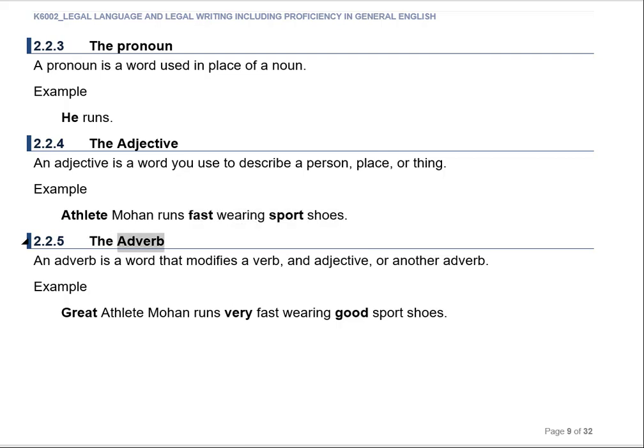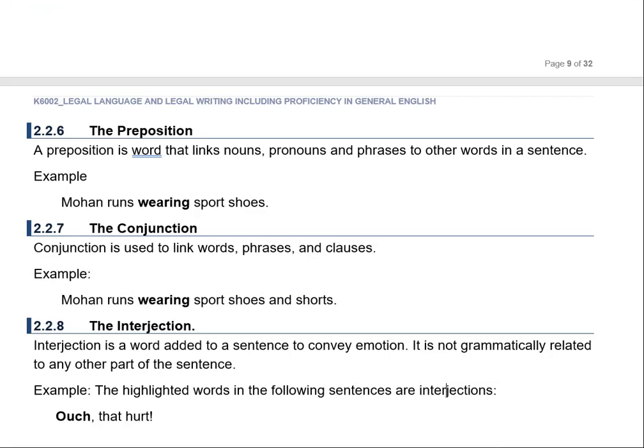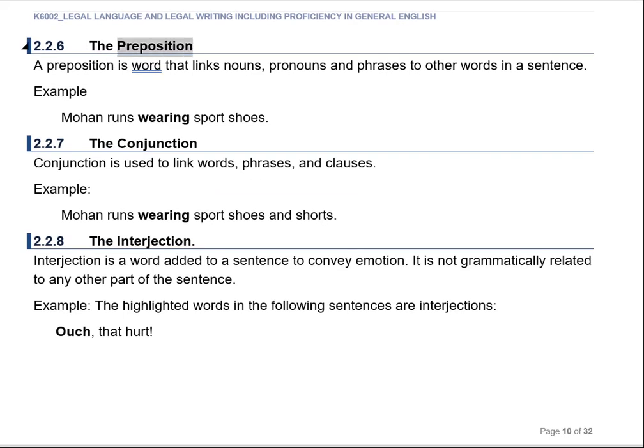The adverb. An adverb is a word that modifies a verb, an adjective, or another adverb. Example, great athlete Mohan runs very fast wearing good sport shoes. The preposition. A preposition is a word that links nouns, pronouns, and phrases to other words in a sentence. Example, Mohan runs wearing sport shoes.